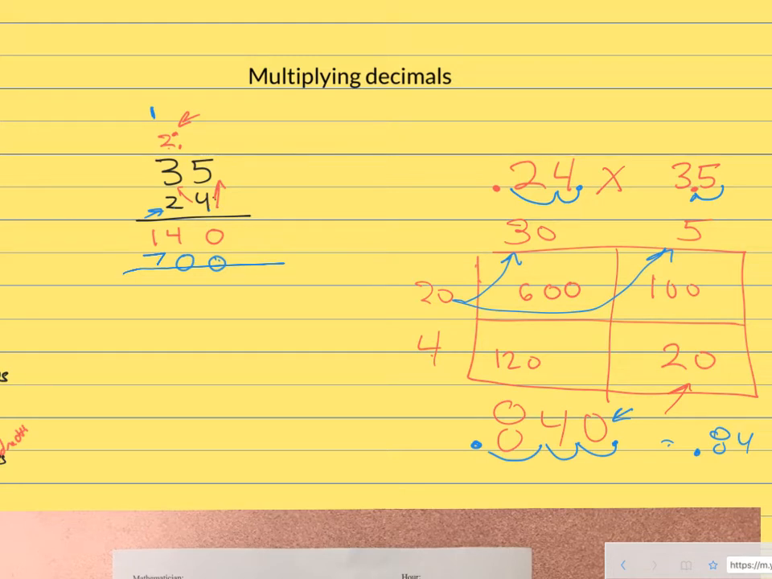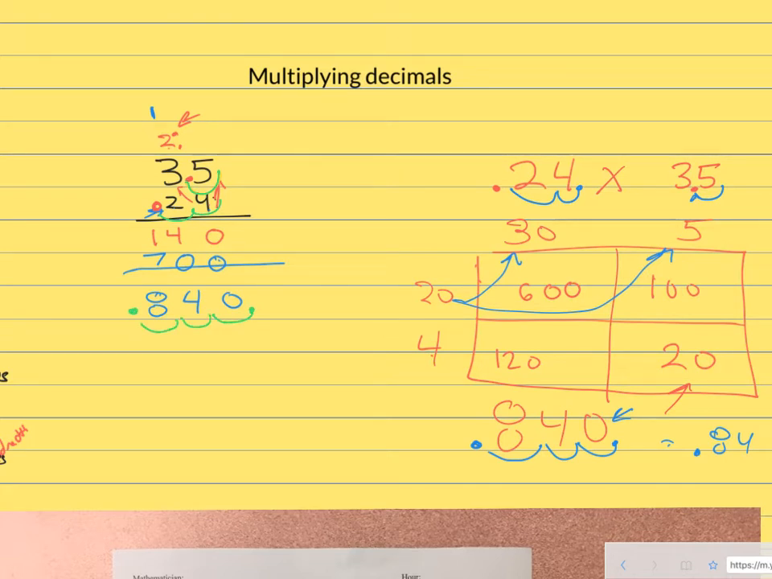Okay, now I'm going to add these up. 0, 4, 7 plus 1 is 8. And if I added my decimals, so let's put our decimals where they were. There and there. I'm going to count over. 1, 1, 2. 1, 2, 3.